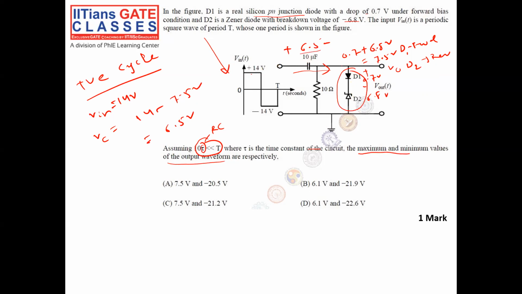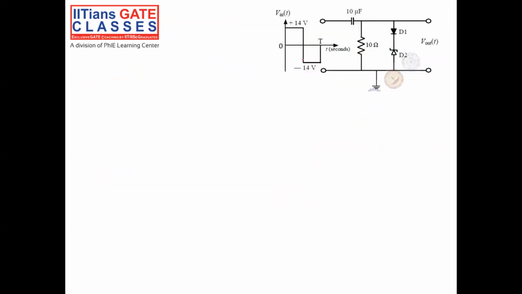Okay, this is clear. So during positive half cycle, my output will be 7.5 volt. That is your V output during positive half cycle. Then you see at the end of my positive half cycle, my capacitor has been charged to 6.5 volt. Okay, so with this information, we'll go to the negative half cycle.